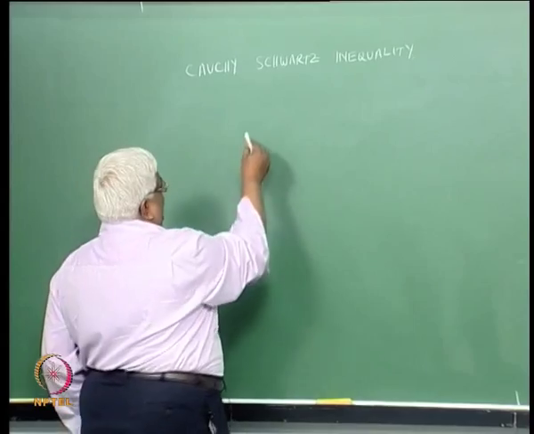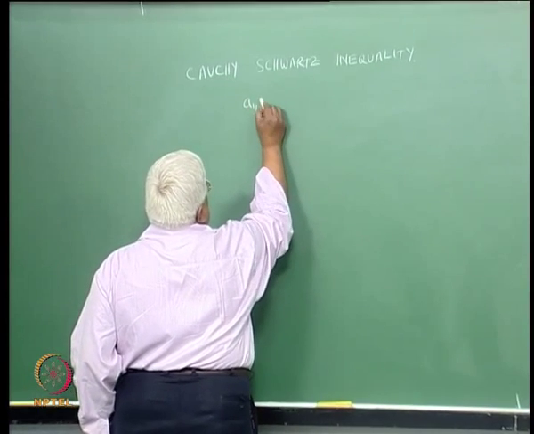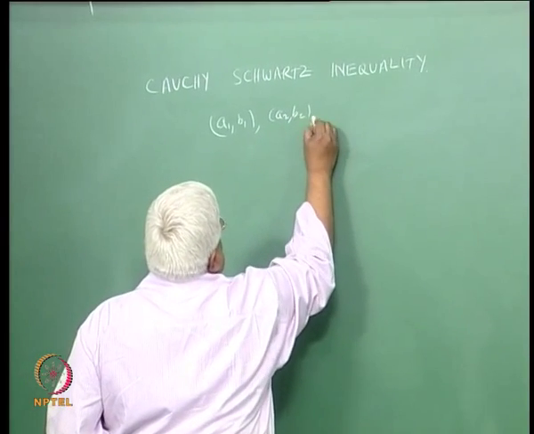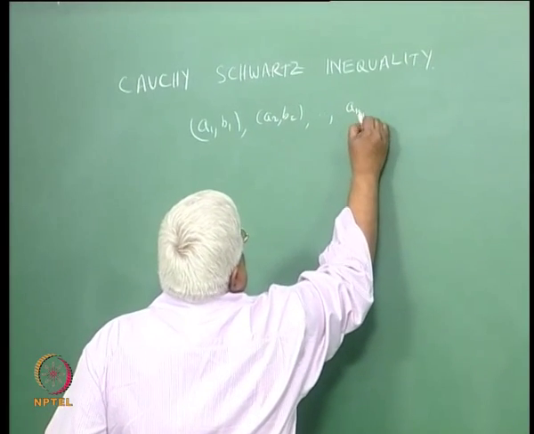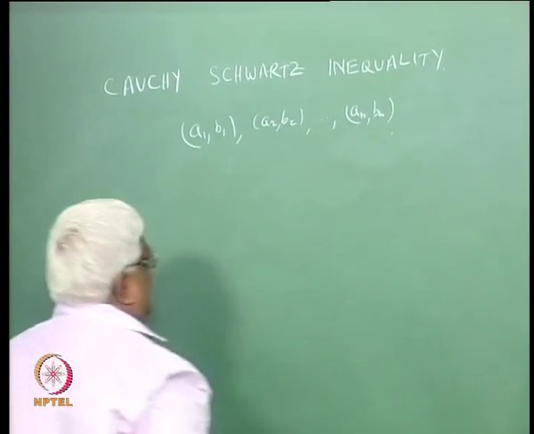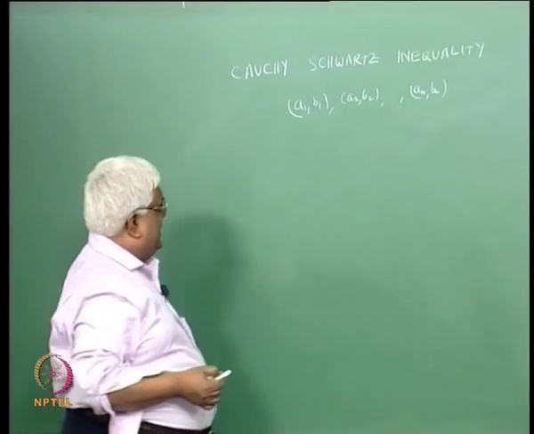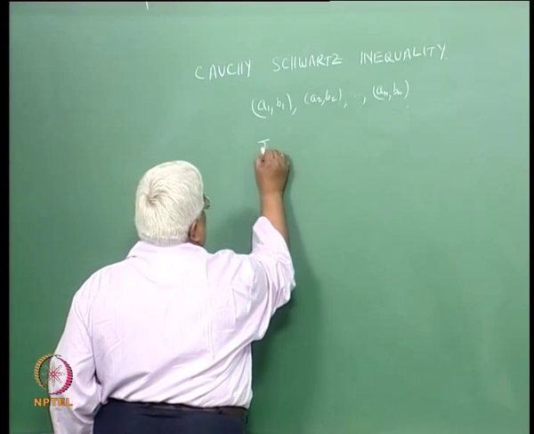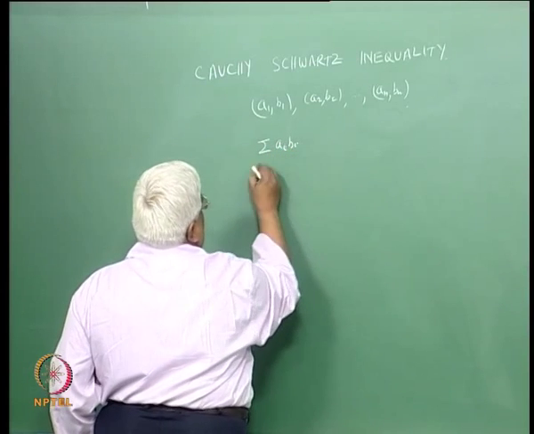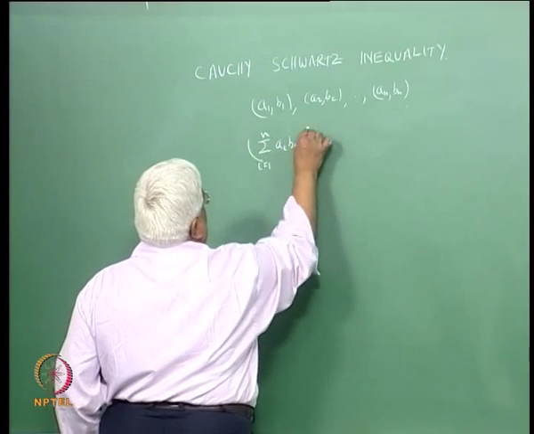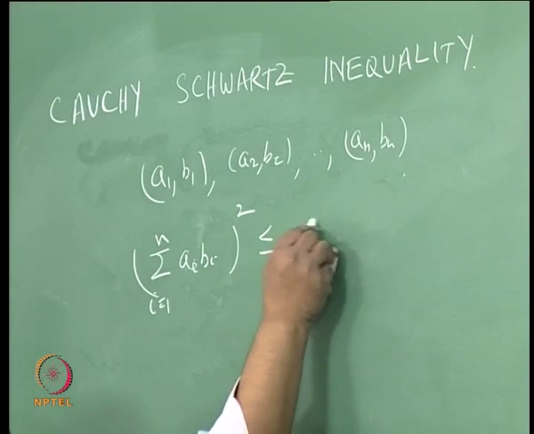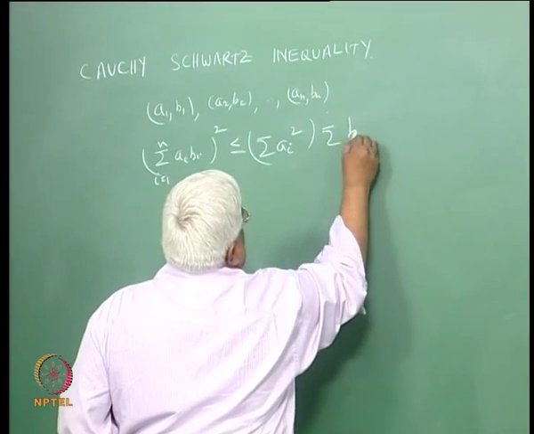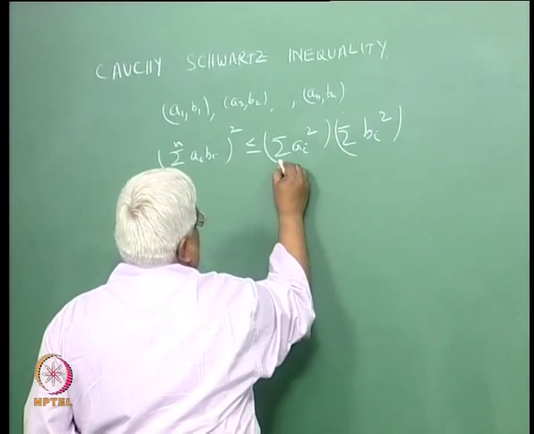Suppose you have a1 b1, a2 b2, ..., an bn, n such ordered pairs, okay. And what it basically says is that (summation aibi, i equal to 1 to n) whole square is less than or equal to summation ai square multiplied by summation bi square.